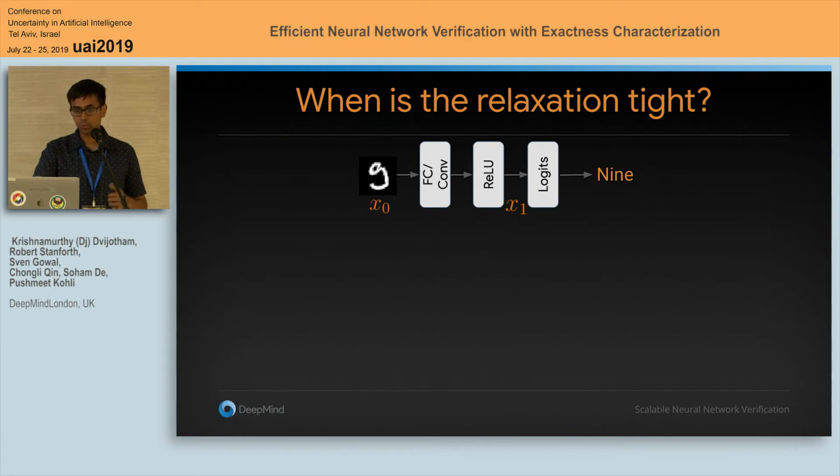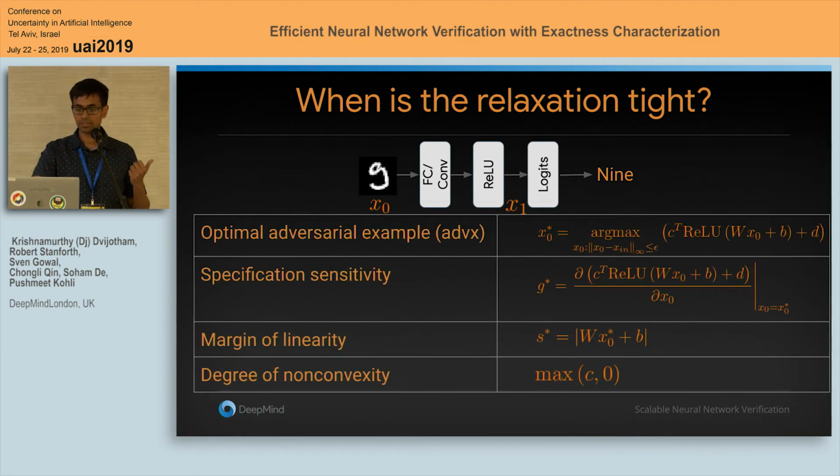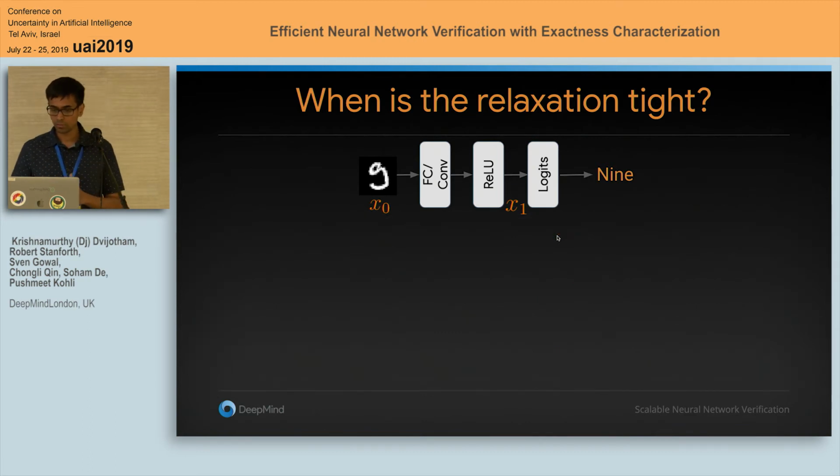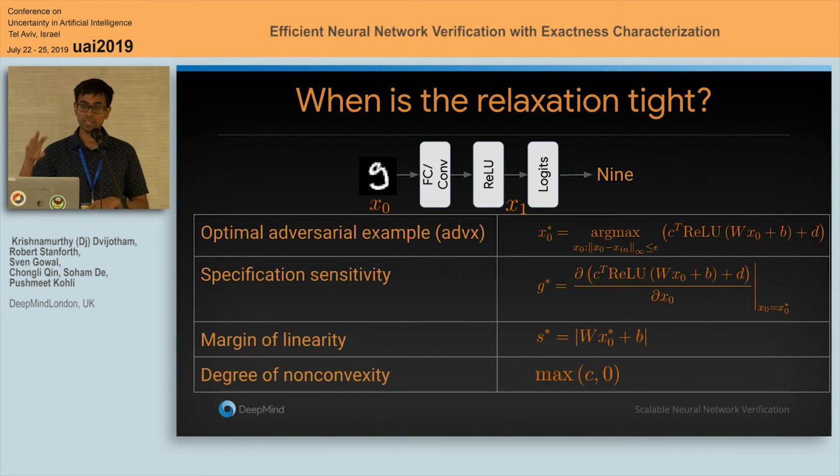Right. So the question is, when is this relaxation tight? So we're going to first analyze the original semi-definite programming relaxation that propagates the general ellipsoids. And we're going to use the following quantities in our analysis. I'm going to present the results just for a network with a single hidden layer. You can extend it to multiple layers as well, but it's much easier to state the results for a single hidden layer.